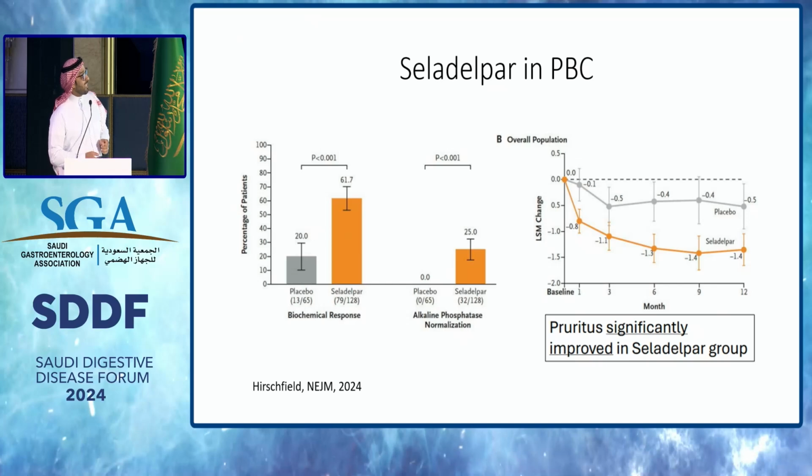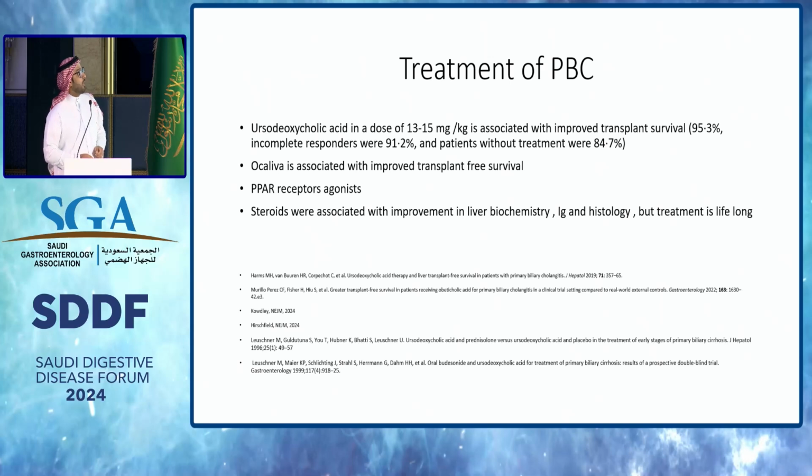Moving on to the second medication, Seladelpar, in the RESPONSE trial, which was a phase 3 RCT that compared the PPAR delta agonist Seladelpar with placebo. And as you can see, at the end of the study, Seladelpar was better than placebo at achieving biochemical response, 61.7% compared to 20%. And the good thing is Seladelpar was good at improving pruritus and itching in those patients.